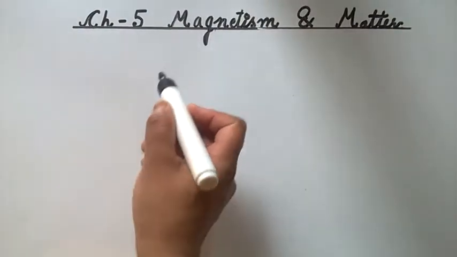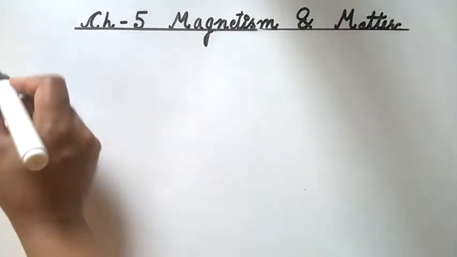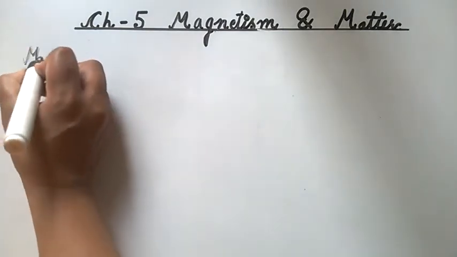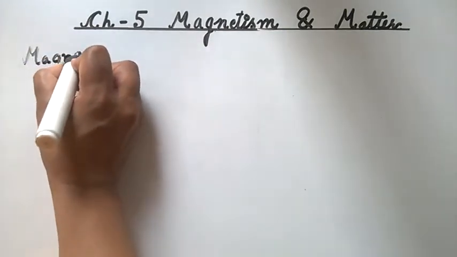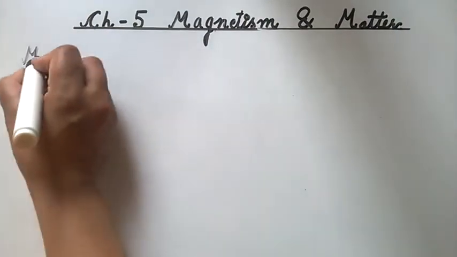In continuation with chapter number 5, that is magnetism and matter, now let's study another topic, that is magnetic elements of Earth.